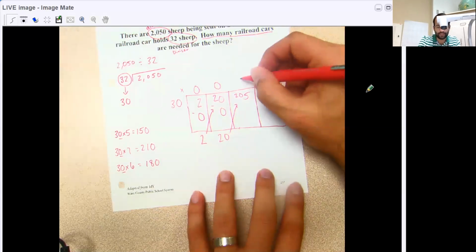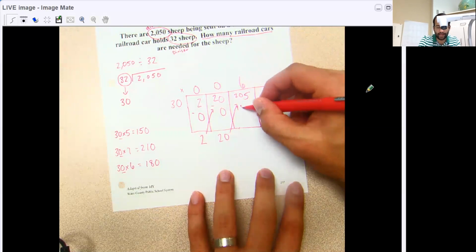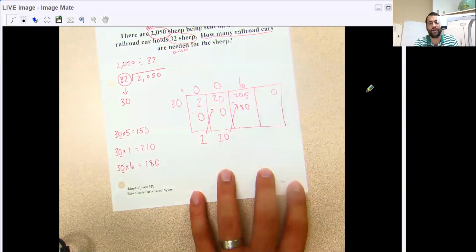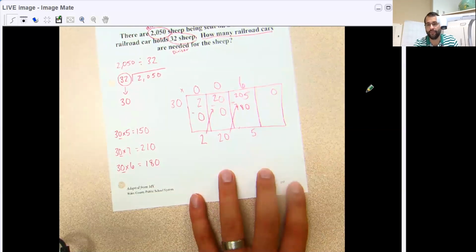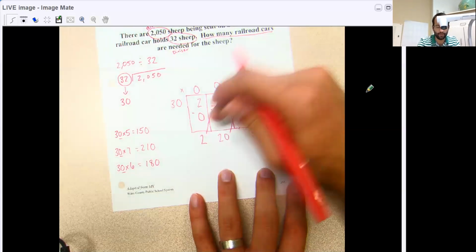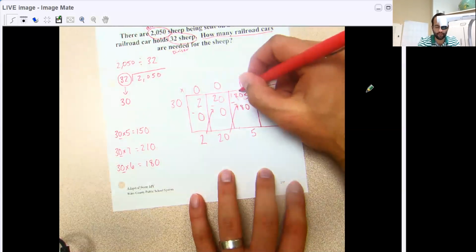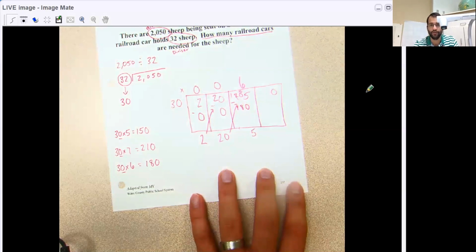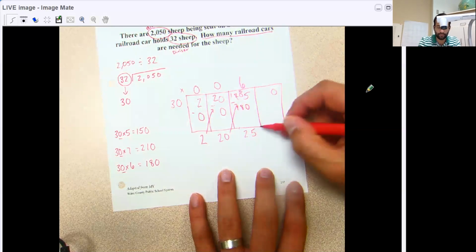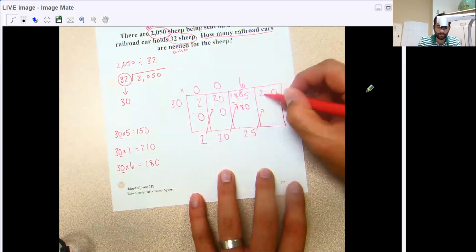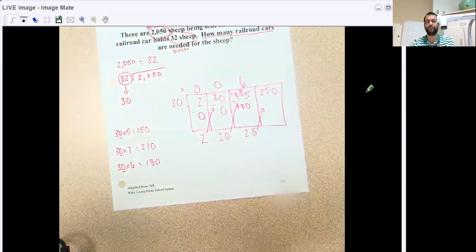So I'm going to put my 6 up top and my 180 on the bottom, and I'm going to subtract. 5 minus 0 is 5. I can't take 8 away from nothing, so I need to borrow from the 2. The 2 gives me 1, and it gives my 0 10. So 10 minus 8 is 2, for 25. Now that comes over to make 250.